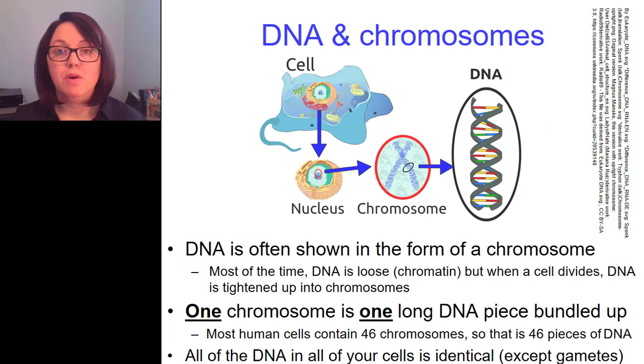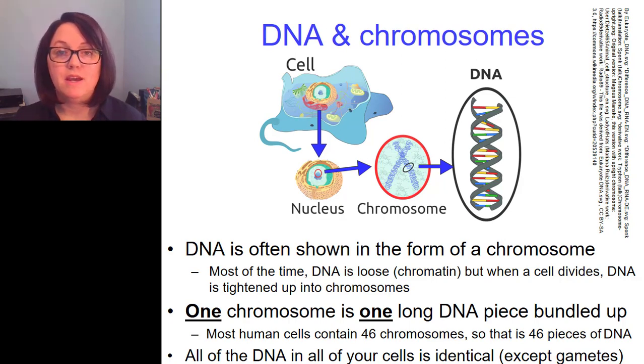So as I mentioned, the job of the nucleus is to store and protect DNA. DNA and chromosomes are really the same thing. DNA is often shown in the form of a chromosome in a pictorial format. On the picture here, we can see a cell, and we see the nucleus of the cell. And inside of that nucleus is something that looks like an X, and that's typically how we see an artist's rendition of a chromosome. And the chromosome is just made of DNA.